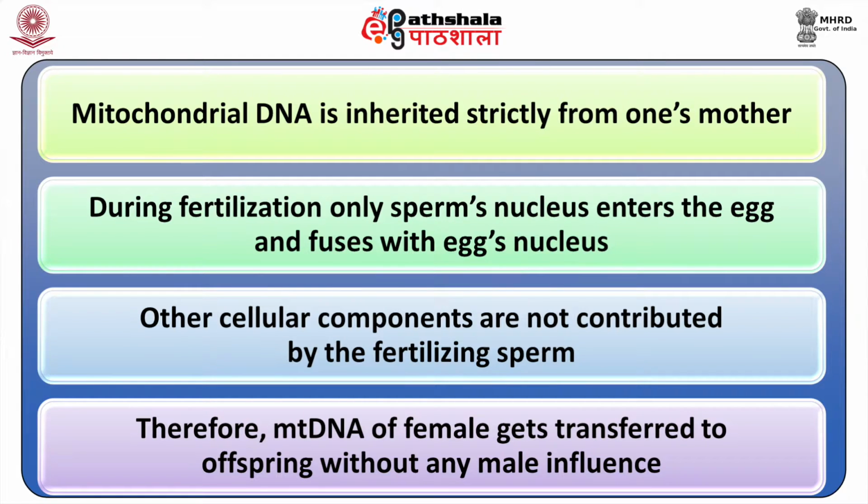Inheritance of mitochondrial DNA: it is inherited strictly from one's mother. During fertilization, only the sperm's nucleus enters the egg and fuses with the egg nucleus. Other cellular components are not contributed by the fertilizing sperm. Therefore, mitochondrial DNA of the female gets transferred to offspring without any male influence.